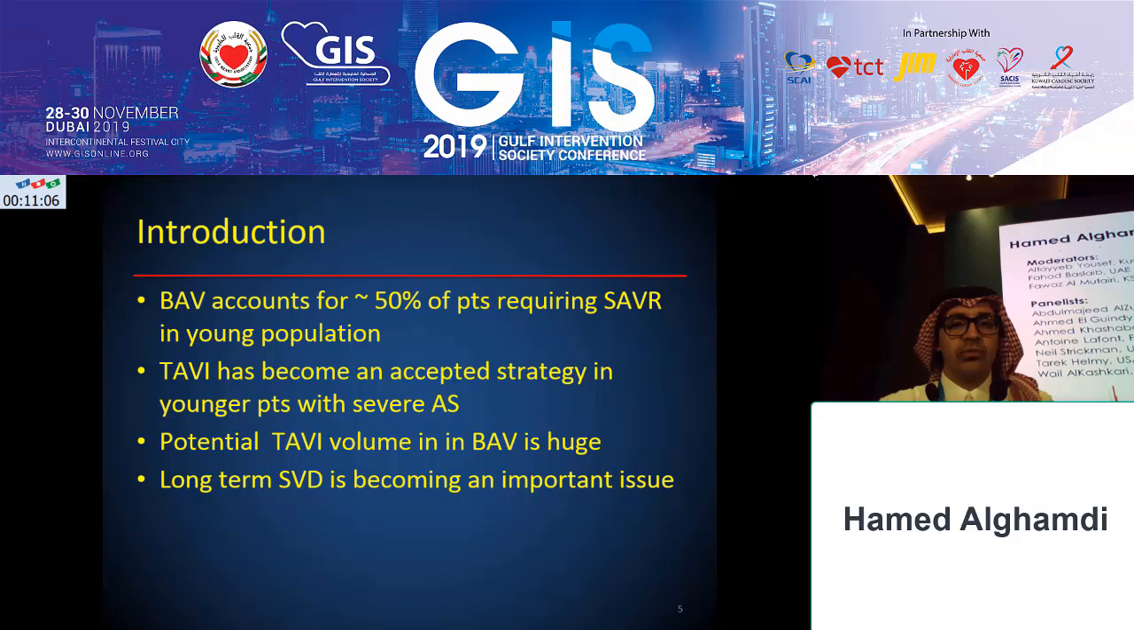We know that the bicuspid aortic valve accounts for almost 50% of all patients requiring surgical valve replacement in the young population. TAVR has become, as we all know, an accepted strategy in younger patients with AS. Certainly those patients with bicuspid aortic valve represent a lower-risk cohort within the low-risk group. Therefore, the potential TAVR volume in bicuspid aortic valve would be huge. Because of that, the long-term issue of structural valve deterioration or dysfunction is becoming an important issue when we're talking about this topic.